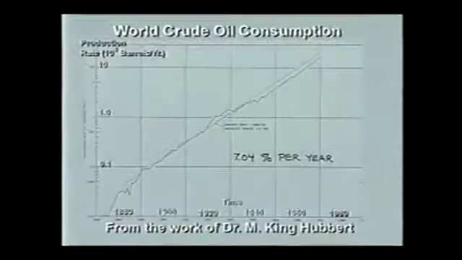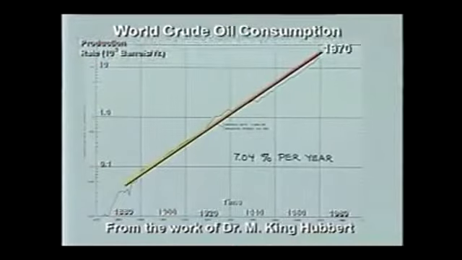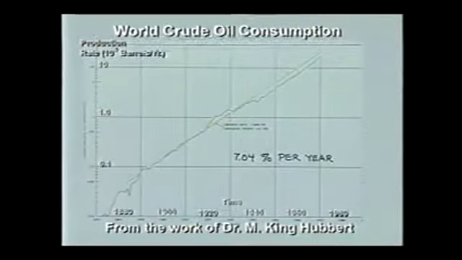From the work of the late Dr. M. King Hubbert, we have here his semi-logarithmic plot of world oil production. The line's been approximately straight for over 100 years, clear up here to the year 1970. Average growth rate, very close to 7% per year. So it's logical to ask, well, how much longer could that 7% continue? Well, that's answered by the numbers in this table.